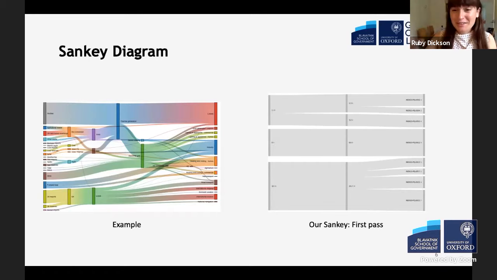On the right, you can see the one that we generated with our first pass. I would say we need a little bit more data and probably a few more colors in there, but you get the idea. That's ultimately what we're going for, something that looks closer to the one on the left. But this is what we have so far.